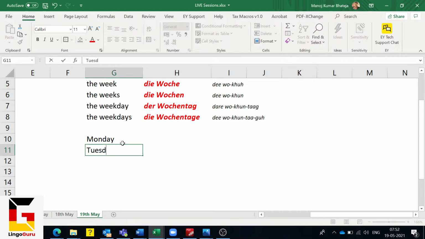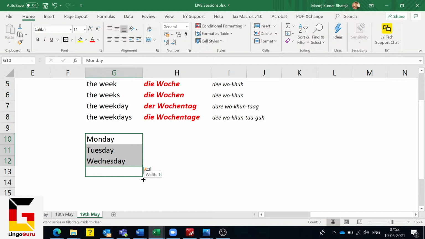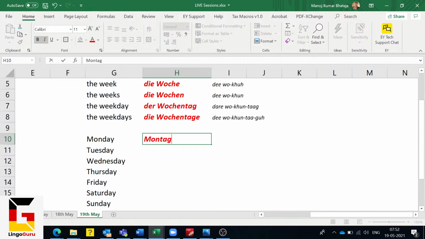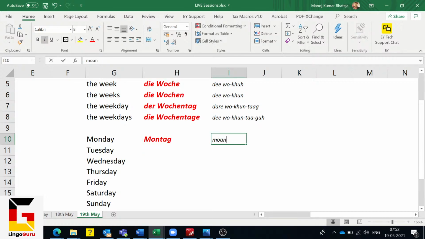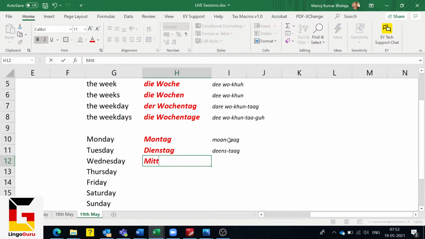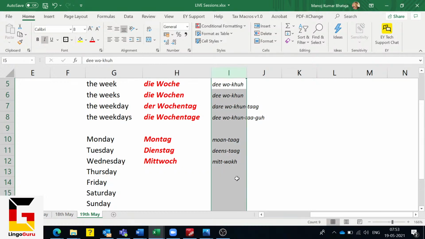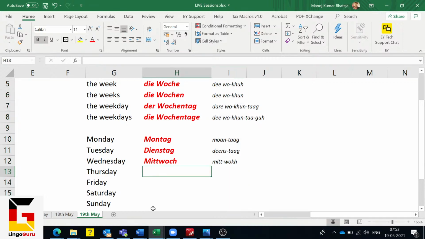Now, how do we say Monday, Tuesday, Wednesday? Monday is known as Montag. We have Tuesday, Dienstag. Wednesday, Mittwoch. My humble request again to everyone, do not learn this spelling. Always go for the red ones. These are German. Okay.